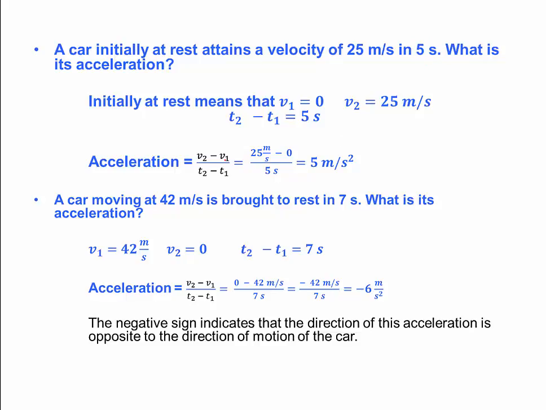So, first we find delta v. Delta v is v2 minus v1. That is 25 meters per second minus 0, divided by delta t, which is 5 seconds. And so the acceleration is 5 meters per second squared. All right? These are very simple calculations.